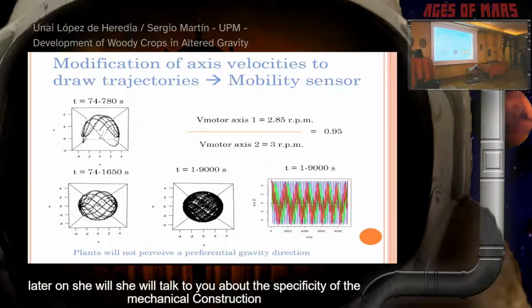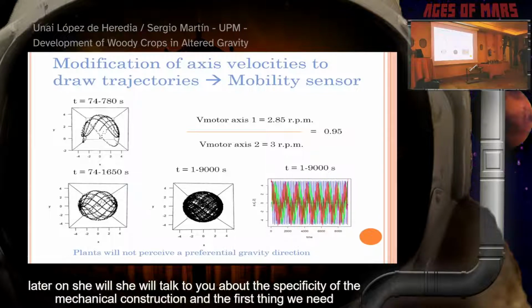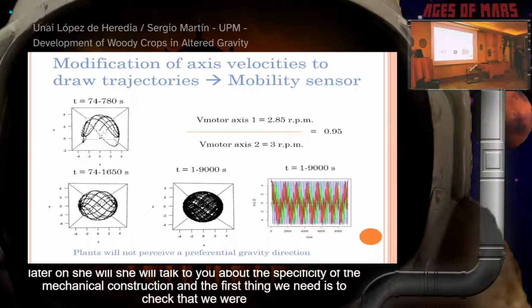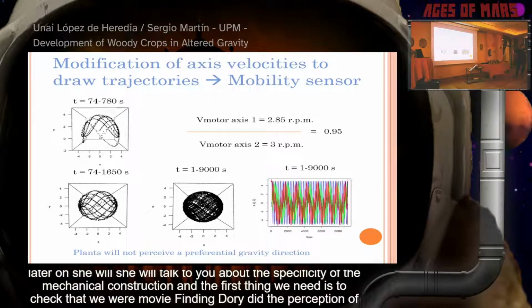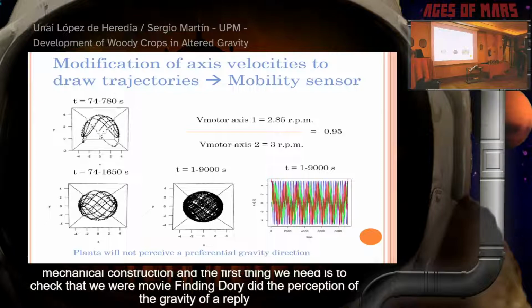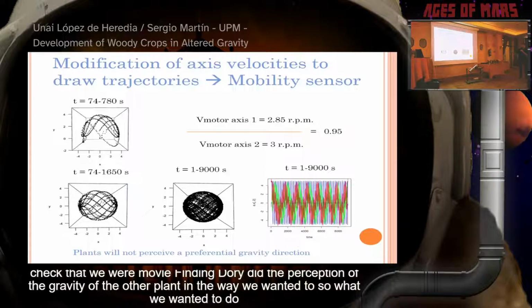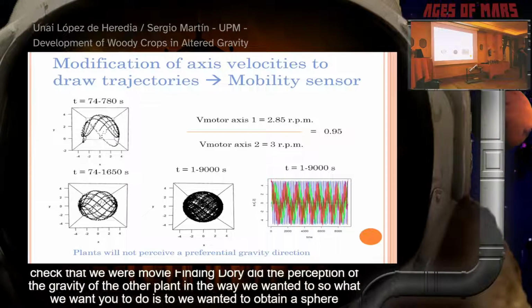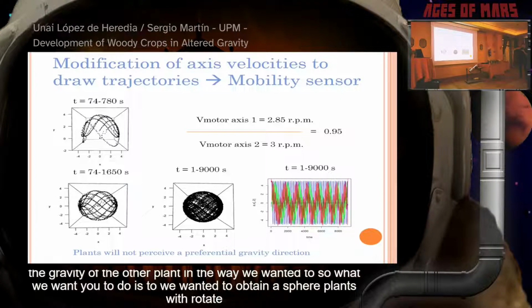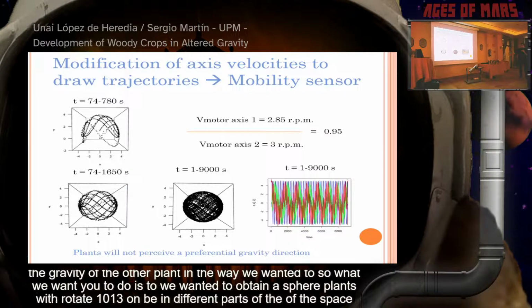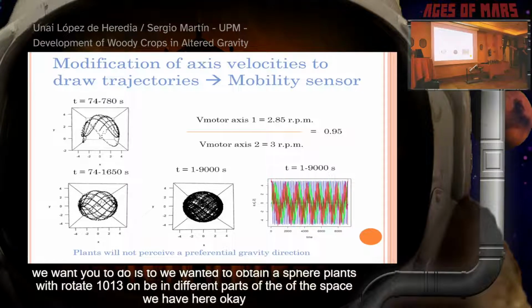And with a mobility sensor, the first thing we did is to check that we were modifying the perception of the gravity of the plants in the way we wanted to. So what we wanted to do is obtain a sphere, where plants would be rotating and be in different parts of the space we have here. Okay, so we put the mobility sensor, and after a few seconds we had half a sphere.